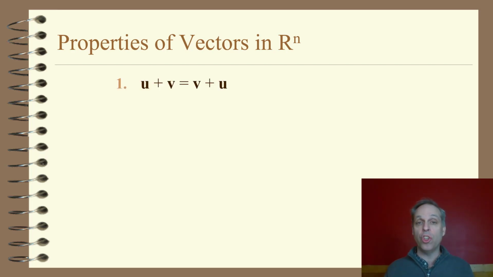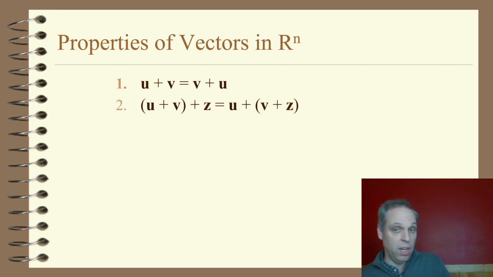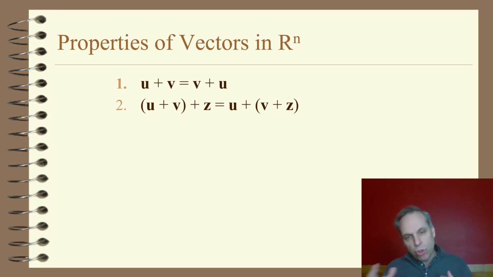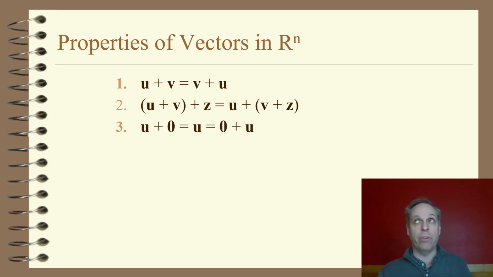The first one is commutativity of addition. The order of addition doesn't matter. The next one is associativity of vector addition. You can change the order that you wish. Notice that the order of the vectors here, u, v, and z, doesn't change. But the order in which you do the addition does change. That's what the associativity does. Also, you have the vector identity for addition. If you take u plus the 0 vector, you just get u. And of course, by the first property, that means 0 plus u is also u.